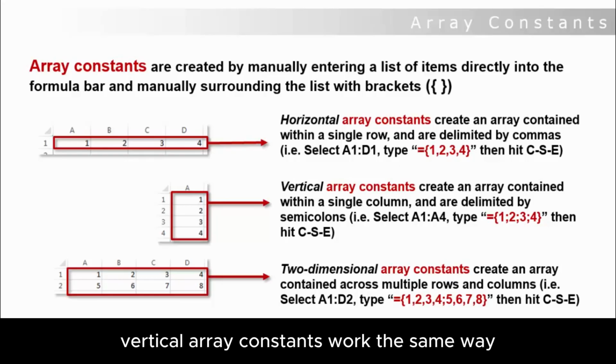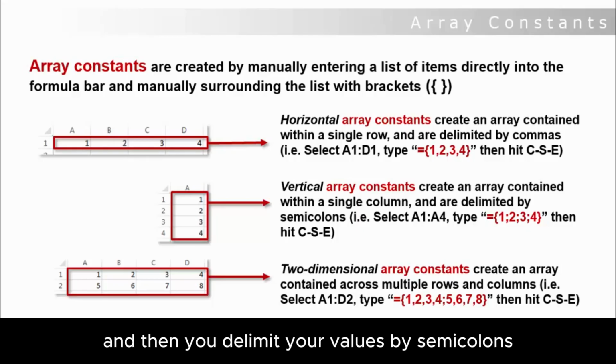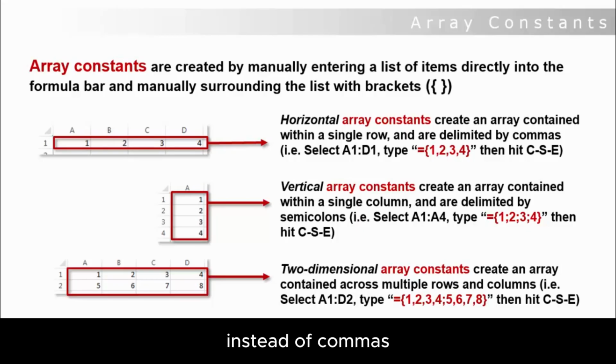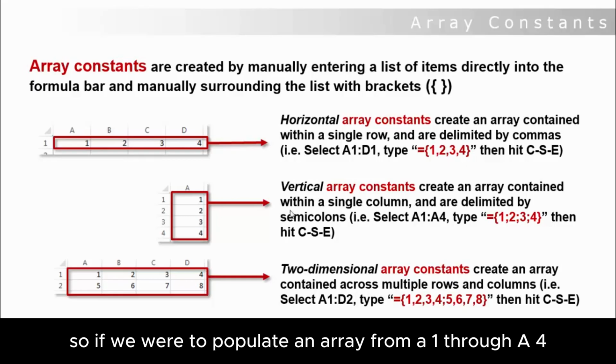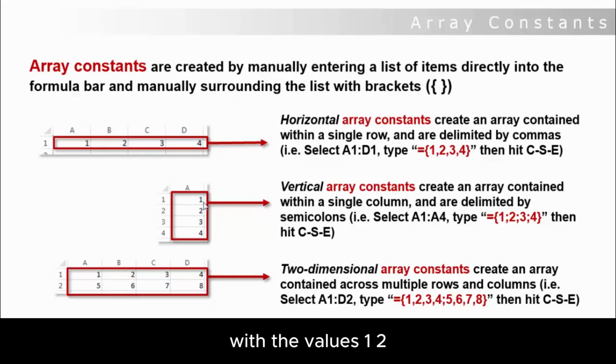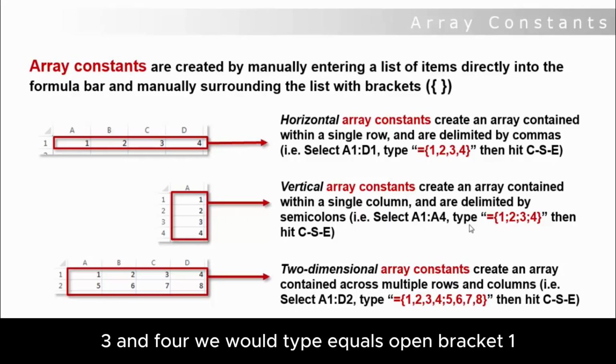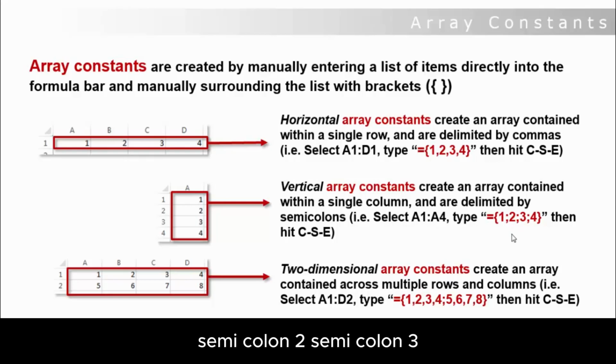Vertical array constants work the same way. You just select your vertical array of cells, and then you delimit your values by semicolons instead of commas. So if we were to populate an array from A1 through A4 with the values 1, 2, 3, and 4, we would type equals open bracket 1, semicolon, 2, semicolon, 3, semicolon, 4, close the bracket, then hit Control-Shift-Enter.